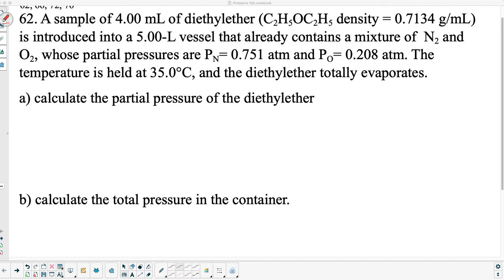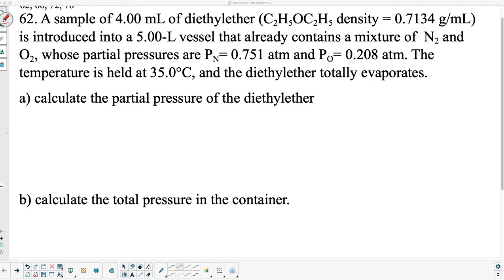Number 62: a sample of 4 milliliters of diethyl ether, that's C2H5O, which actually comes out to be C4H10O. It has a density of blah, blah, blah. It is introduced into a 5-liter vessel that already contains a mixture of N2 and O2, whose partial pressure is blah, blah, blah. Okay, so the temperature is held at 35 degrees Celsius.